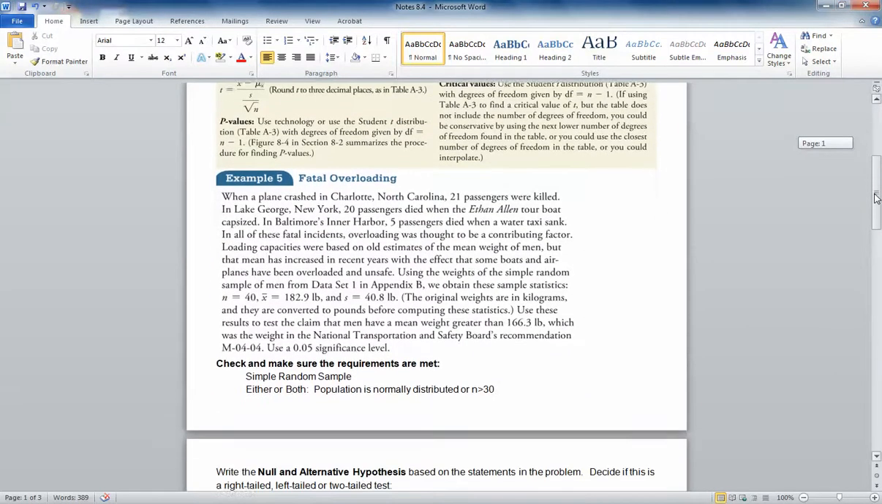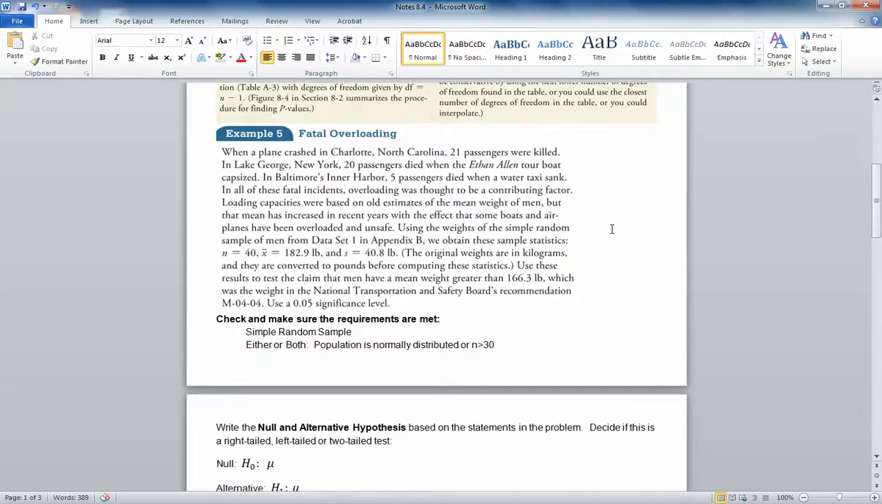Alright, in this problem, when a plane crashed in Charlotte, North Carolina, 21 passengers were killed. In Lake George, New York, 20 passengers died when the Ethan Allen tour boat capsized. In Baltimore's Inner Harbor, 5 passengers died when a water taxi sank. In all of these fatal incidents, overloading was thought to be a contributing factor. Loading capacities were based on old estimates of the mean weight of men, but that mean has increased in recent years with the effect that some boats and airplanes have been overloaded and unsafe.